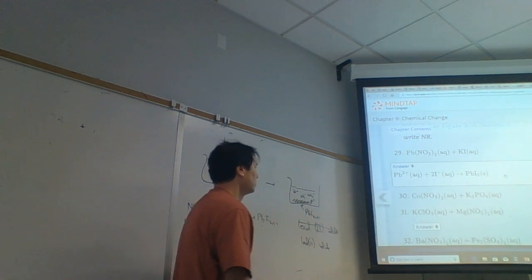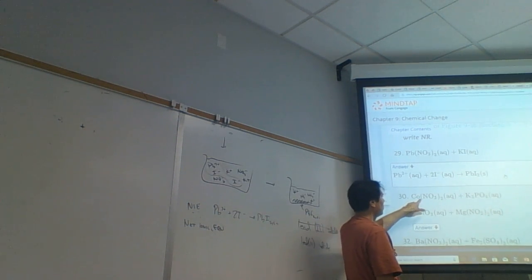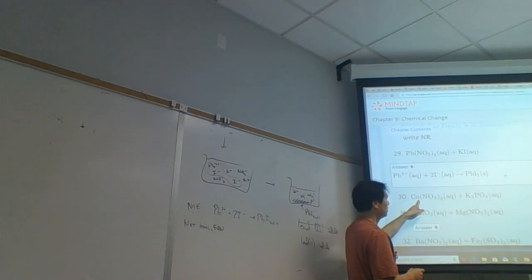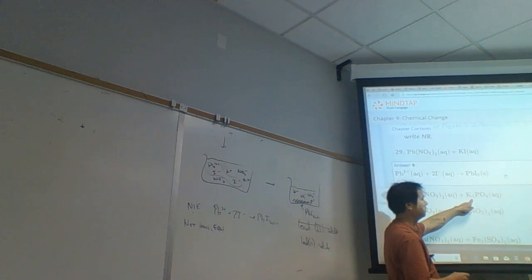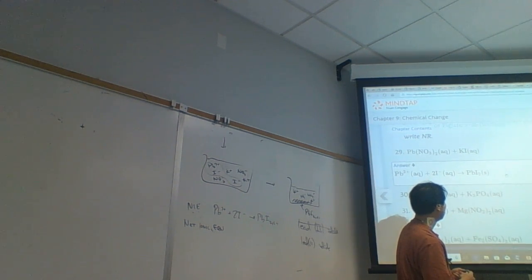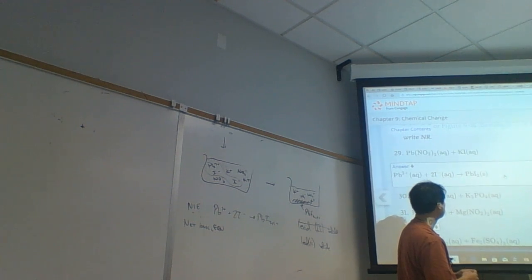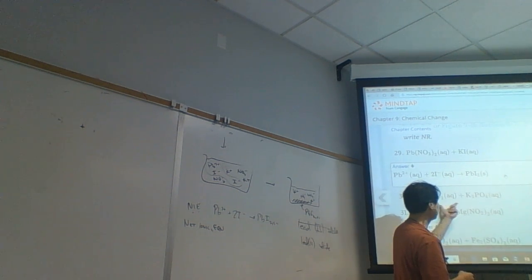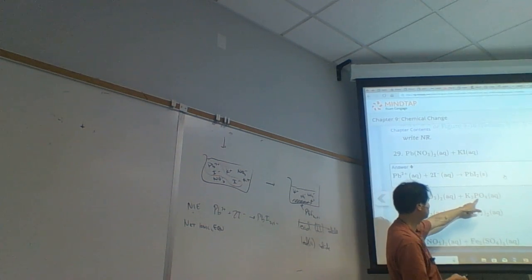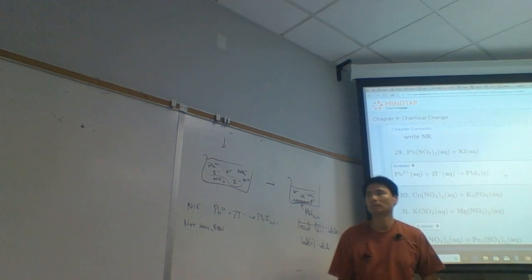Lead 2 iodide. This one is called cobalt nitrate. Cobalt 2 nitrate. This is called cobalt 2 nitrate. This one's called potassium phosphate. Is potassium with 1 S or 2 S's? 2 S's. So we take cobalt 2 nitrate and potassium phosphate. What are we going to form? We're going to form cobalt 2 phosphate and potassium nitrate.